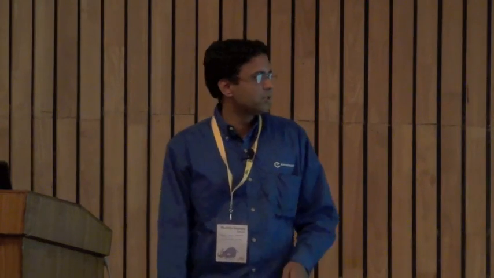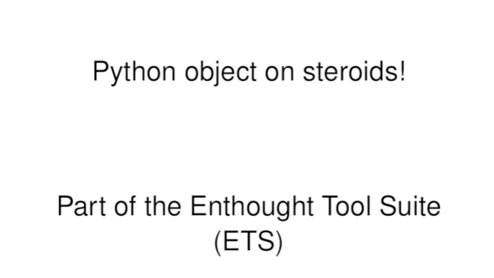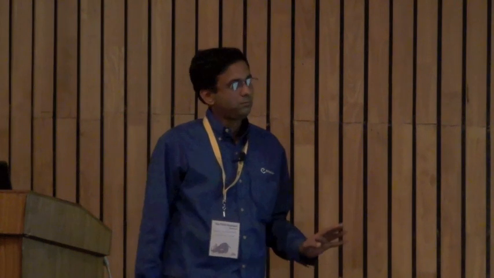And then I came across something Enthought had basically released as part of their Enthought Tool Suite, which is a BSD licensed open source toolkit that we use internally at Enthought to build applications for commercial customers. It was Traits. It's a library that basically gives you Python objects on steroids. Okay. So here's a typical Traits example.